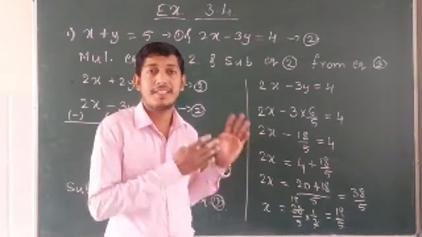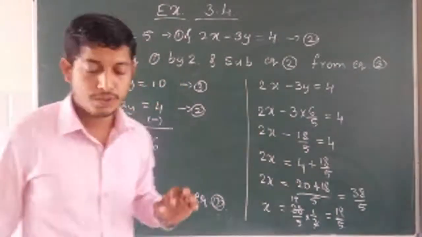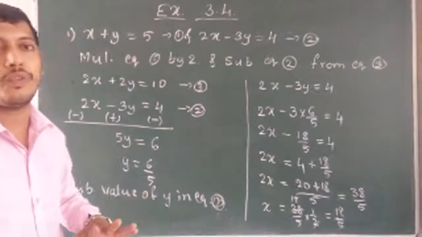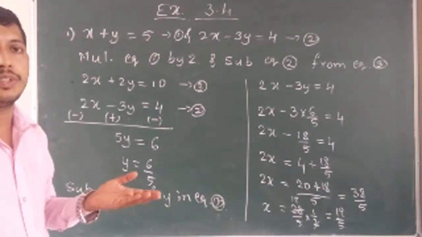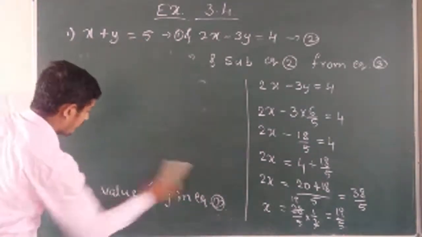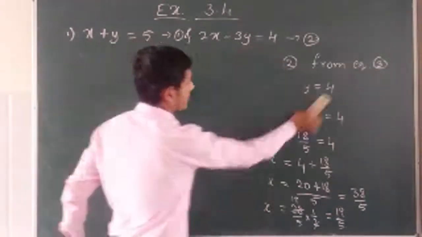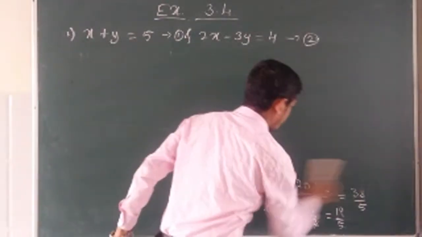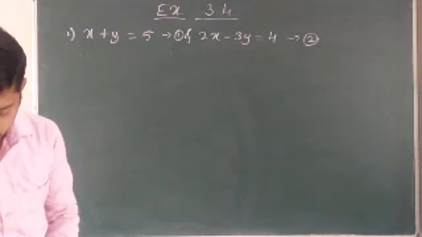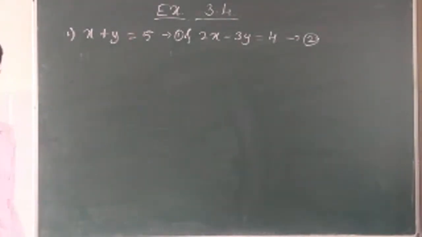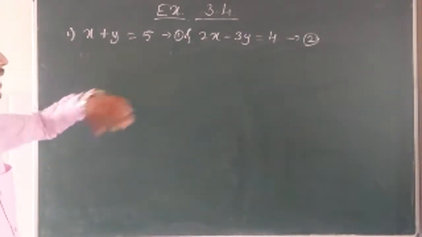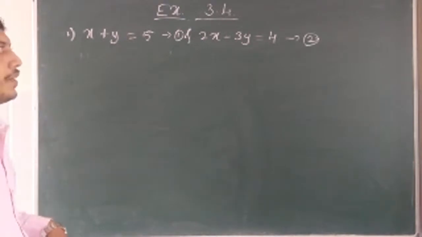Now we will solve the same problem with the help of substitution method. So in substitution method we have to consider either value of x or value of y. Then we have to substitute that in another equation. So you have to solve and comment me the answer faster. So the equation is, x plus y equals to 5 and 2x minus 3y equals to 4.